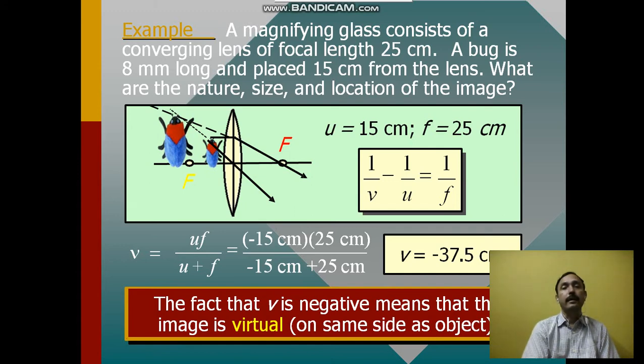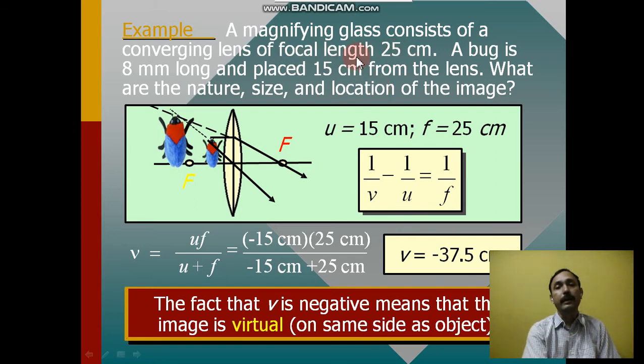Let us take an example. A magnifying glass consists of a converging lens of focal length 25 cm. A bug is 8 mm long and placed 15 cm from the lens. What are the nature, size and location of the image?